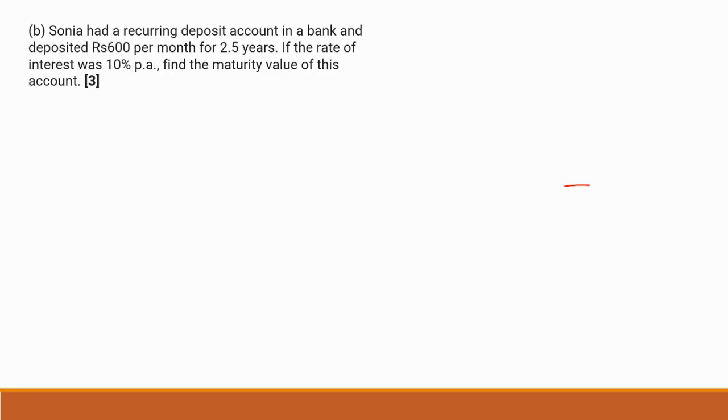Again, please give it a try before you see the solution. Okay, let's start. Sonia had a recurring deposit account in a bank and deposited rupees 600 per month for 2.5 years. If the rate of interest was 10% per annum, find the maturity value of this account. They asked us to find the maturity value of the account. Every month Sonia was depositing 600 for 2.5 years.